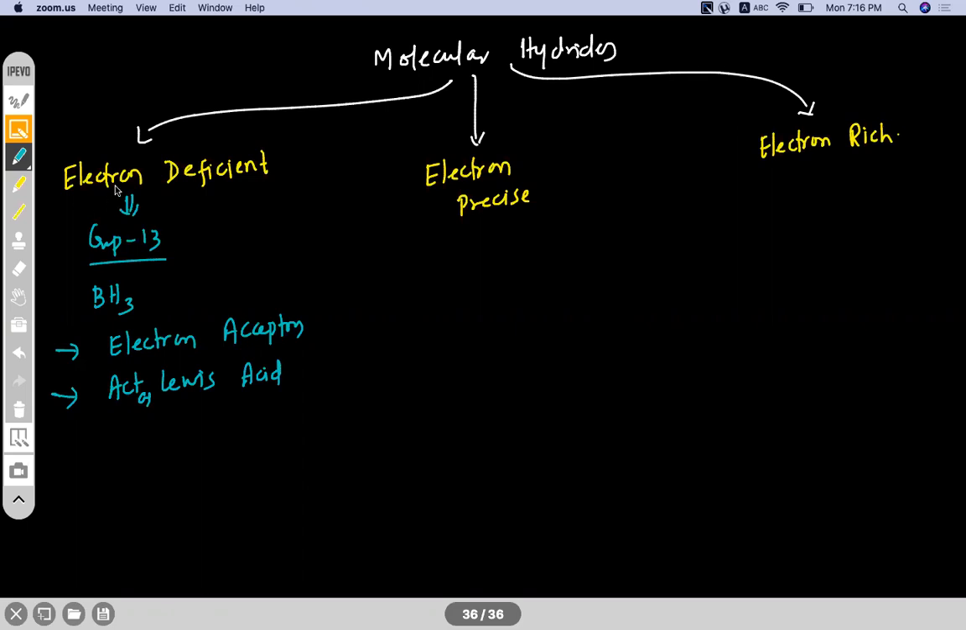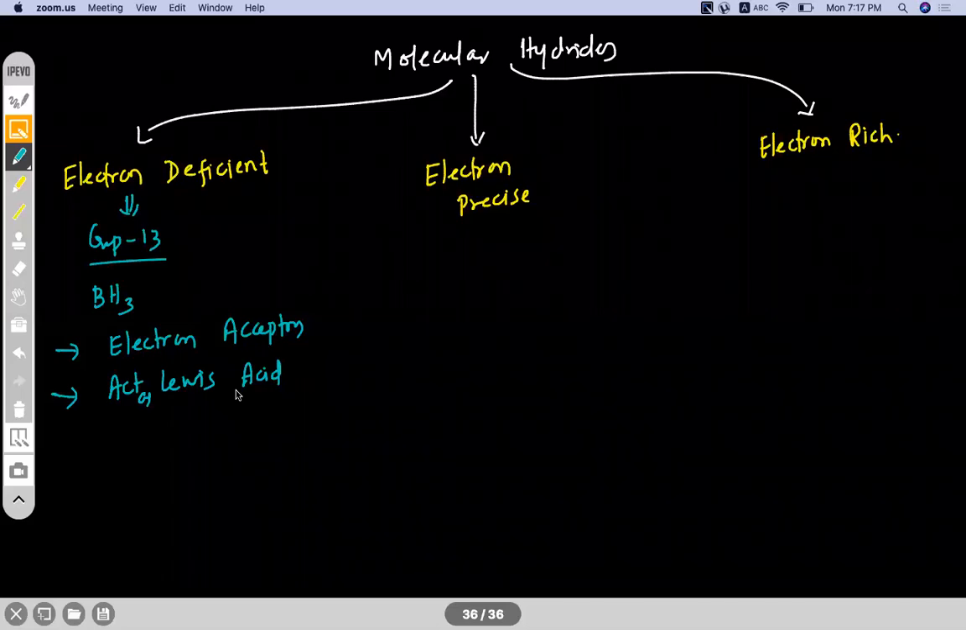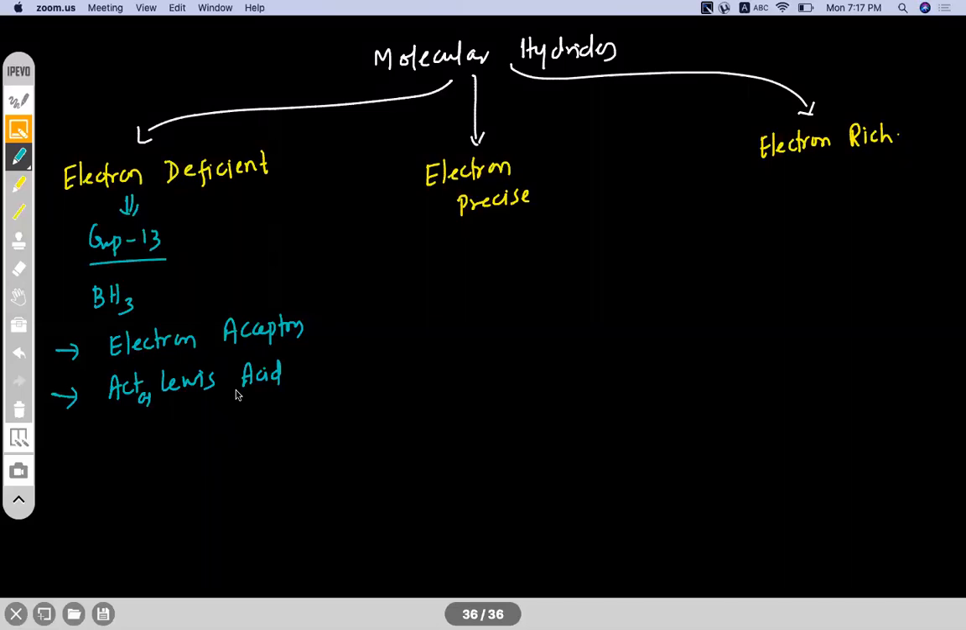So left to right, you have to go, from the p block. Group 13, electron acceptors, electron deficient hydrides act as a Lewis acid. Lewis acids are those molecules which have the tendency to accept an electron pair. Okay, understood? Diborane is also an example, a dimer of BH3, B2H6. Two BH3 molecules combine and form B2H6, diborane.